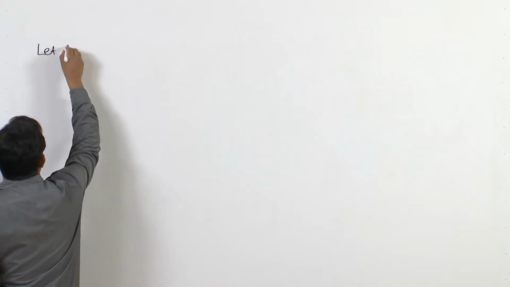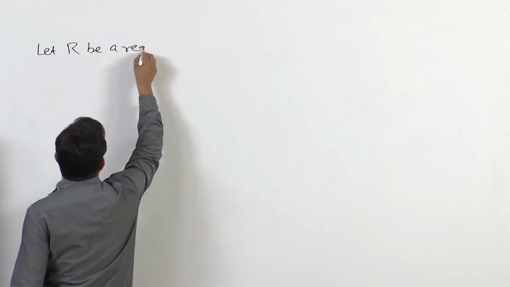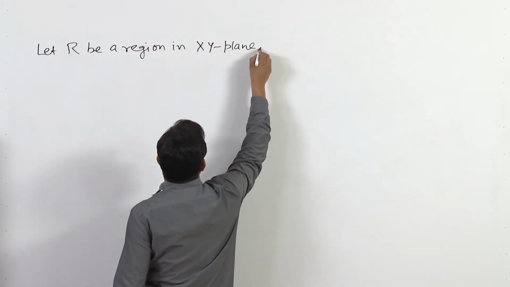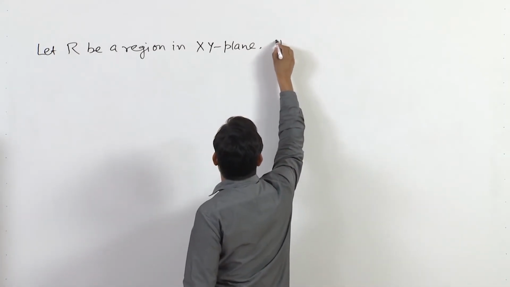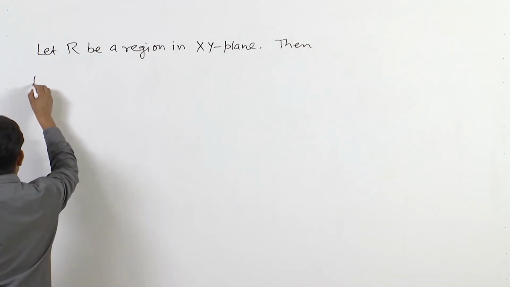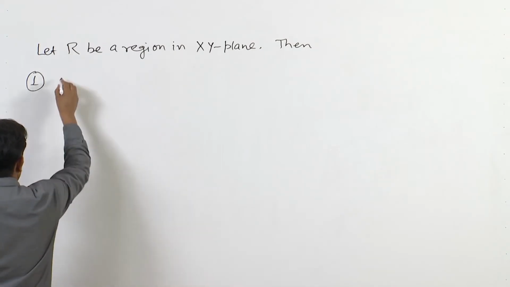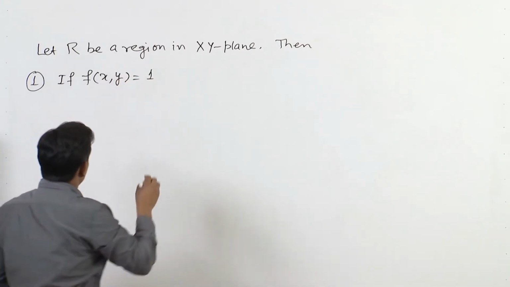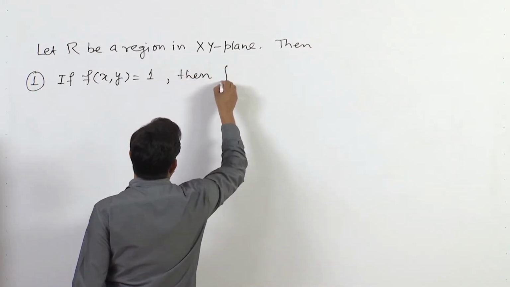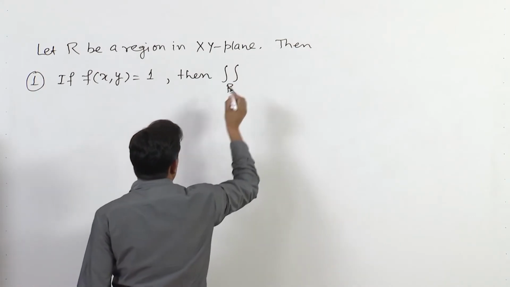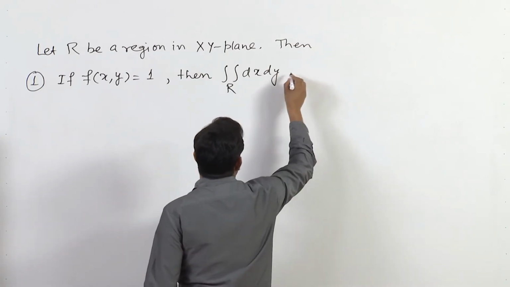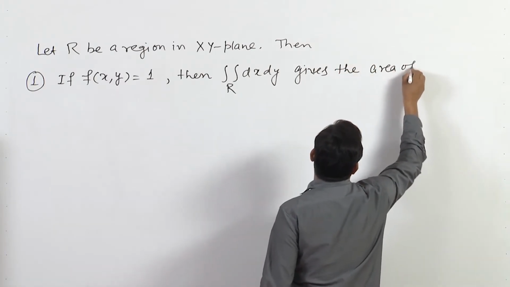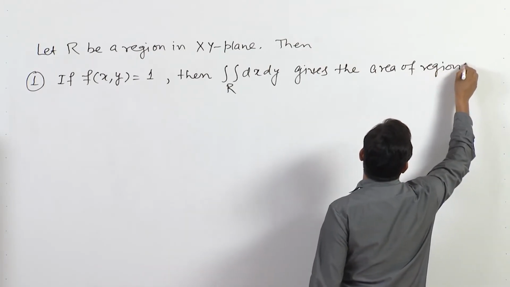Let R be a region in the xy plane. Then number 1, if f of xy equals 1, then the double integral over the region R of dx dy gives the area of region R.